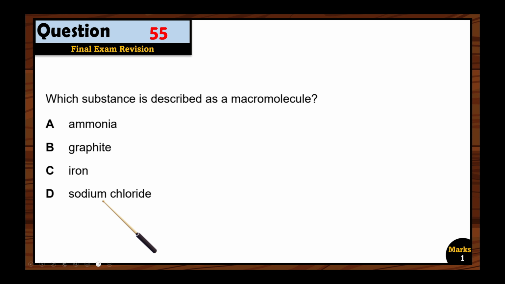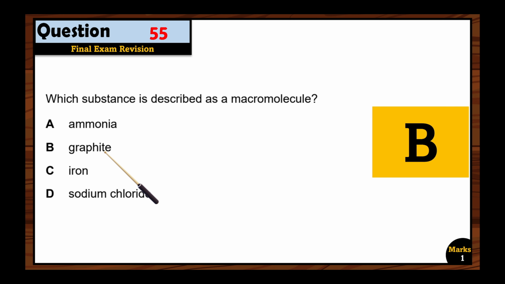For sodium chloride, we usually use the words giant lattice structure. Iron is a giant metallic structure. Graphite is a giant macromolecule or giant covalent structure. So macromolecule and giant covalent structure are the same thing. So option B is right.